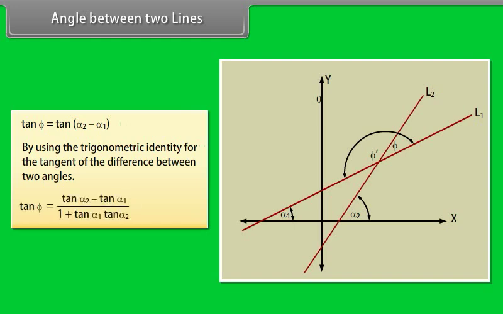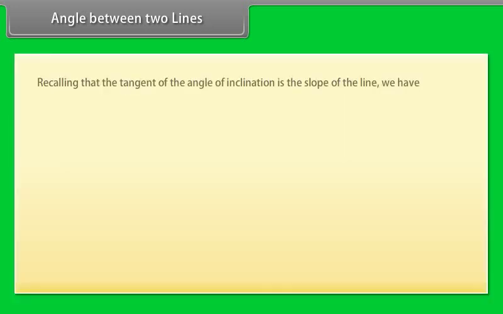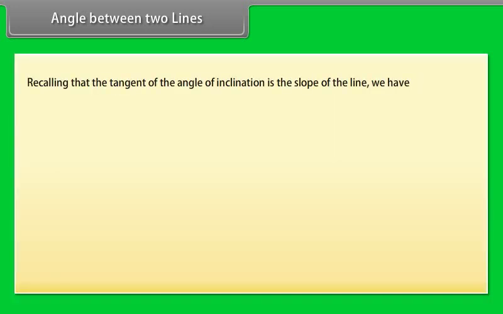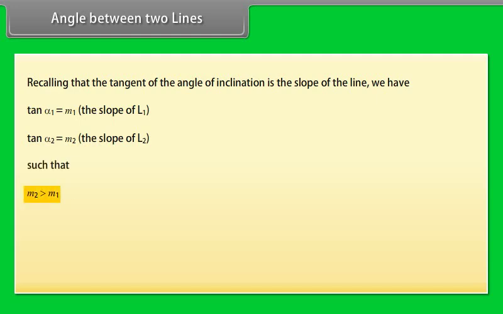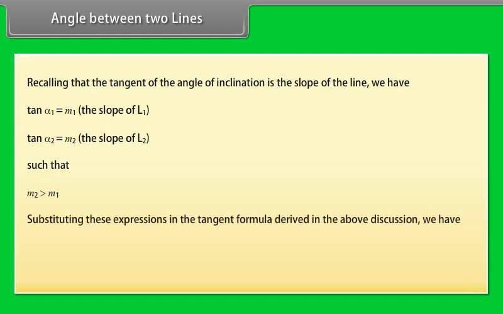Tan phi = (tan alpha 2 - tan alpha 1)/(1 + tan alpha 1 tan alpha 2). Recalling that the tangent of the angle of inclination is the slope of the line, we have tan alpha 1 = m1, that is the slope of L1, and tan alpha 2 = m2, that is the slope of L2, such that m2 is greater than m1. Substituting these expressions in the tangent formula derived in the above discussion, we have tan phi = (m2 - m1)/(1 + m1 m2).